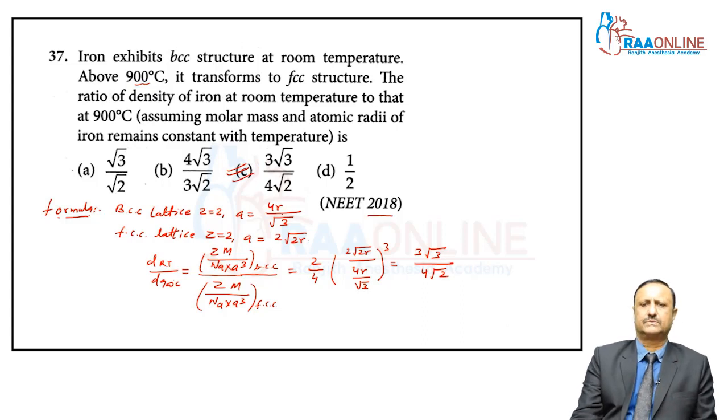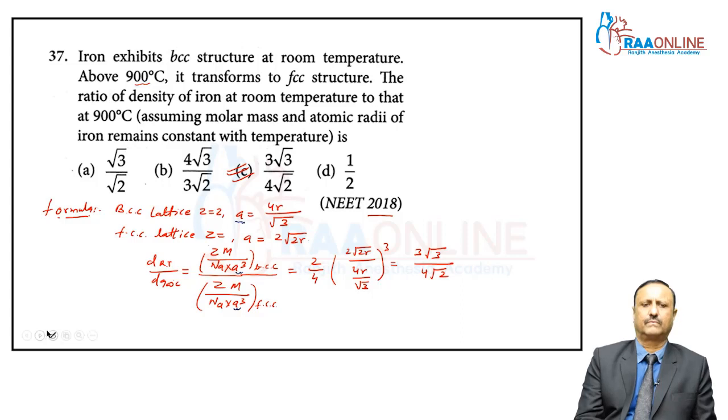C is the answer. So, my dear students, you only need to put the values of Z. M is common, so it cancels, only A cube is different. You put the value of A as 4R upon root 3 for BCC, and for FCC A is 2 into 2R. Because in FCC lattice, Z is also different, my dear students, it is 4, not 2, you take 4.